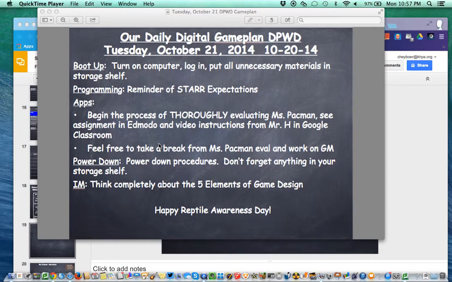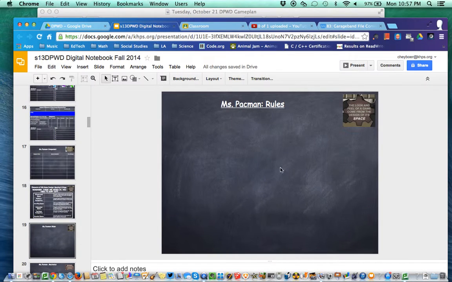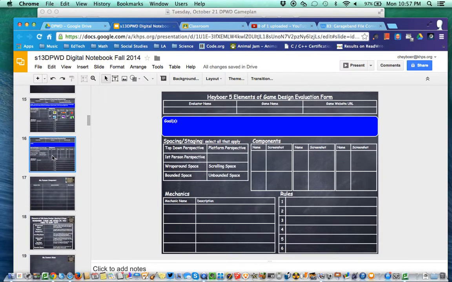Let's take a look now at setting up Miss Pac-Man and getting it ready in your notebook. All I did, guys, if you recall, we tried to come up with a one-page form for that evaluation of Tetris, trying to summarize it a little and find some of the key parts to each of the five elements and identify those. Now what we're going to do is keep a slide for each element.